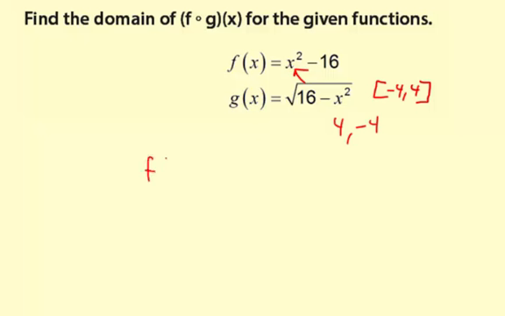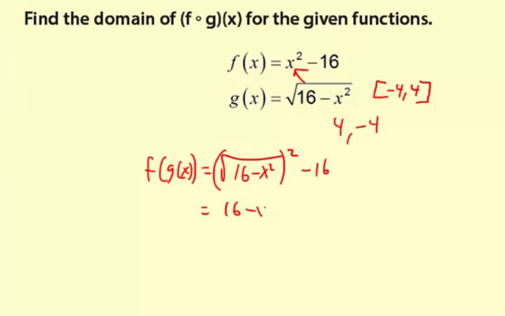So f of g of x equals square root of 16 minus x squared, but then that whole thing is squared, and then minus 16. So the squared and the square root simplify out, and we have 16 minus x squared minus 16. So these 16s simplify out here, and we just have negative x squared. So we can say f of g of x equals negative x squared.